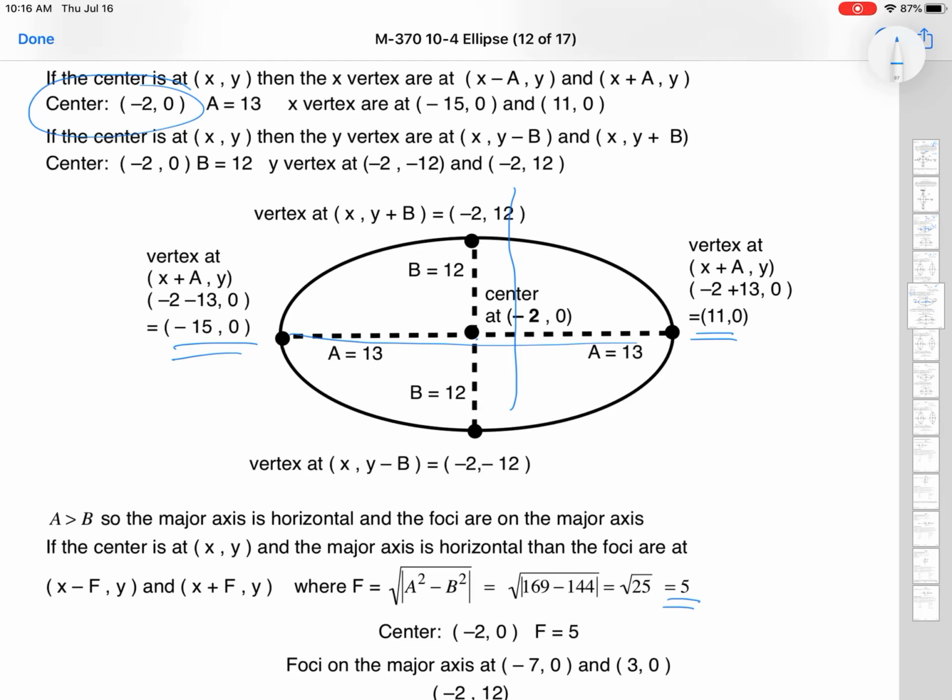So again, our focus is 5. So we're going to add and subtract 5. So we've got negative 2, 0 as our center. We're going to add 5 to it and subtract 5. Adding 5 brings me to 3, 0. Subtracting 5 gives me negative 7, 0.